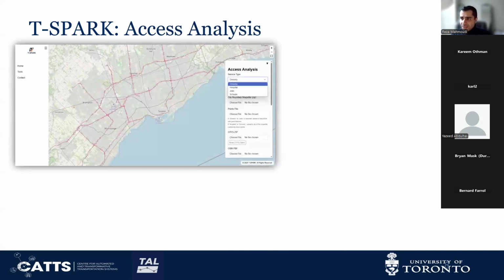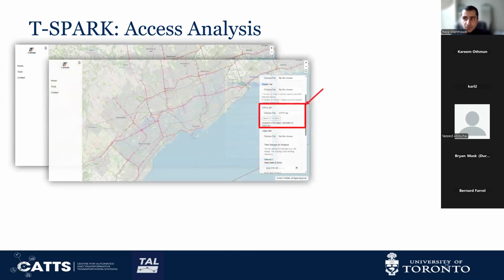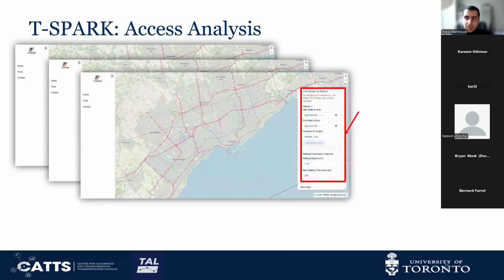Let's start with the access tool. In the current version, T-Spark has the feature of analyzing the access to 4 different types of services: grocery, hospital, jobs, and schools. You choose one of these services. You just upload the GTFS data and other required shape files and data. You choose the day of the week that you want to do your analysis for, and the operation period, like AM peak, PM peak, off peak, overnight, etc.